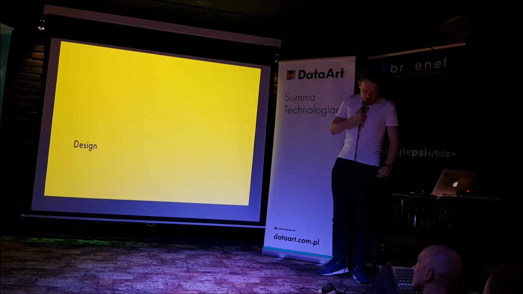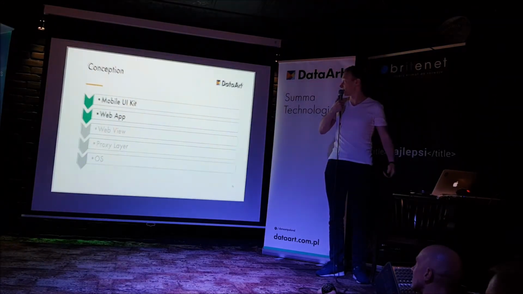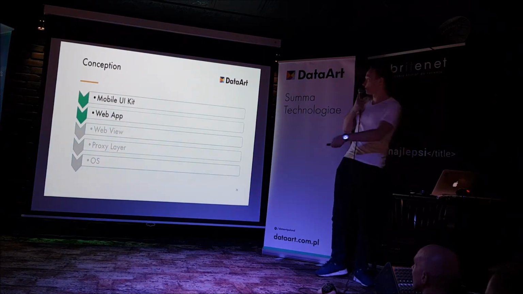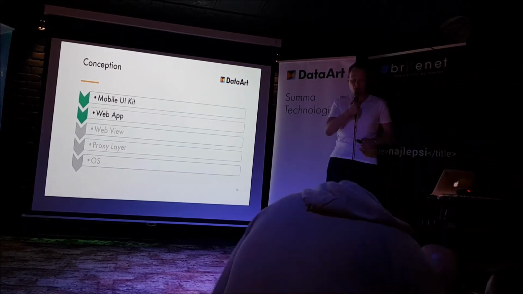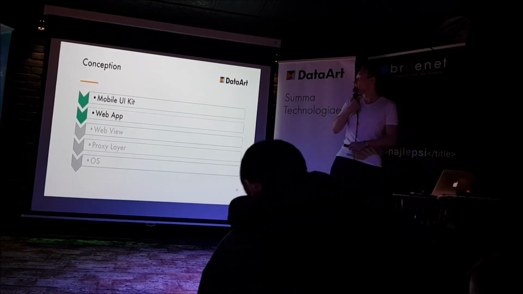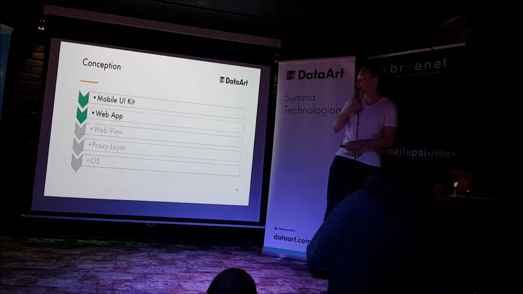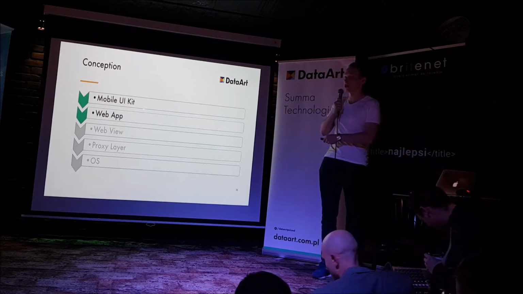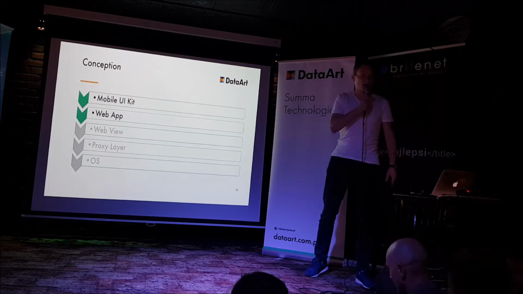So, design. Of course, I'm not going to talk about wireframes, I will talk about software design. So, there are the same layers I mentioned before. What's gray doesn't change. And also, we have the same web application, but I added one additional layer. It's called Mobile UI Kit. And why do we need it?